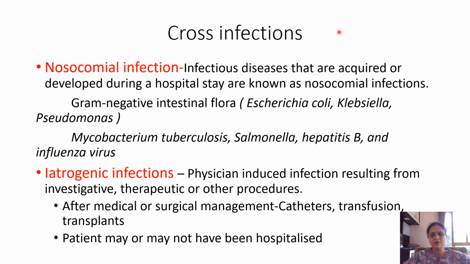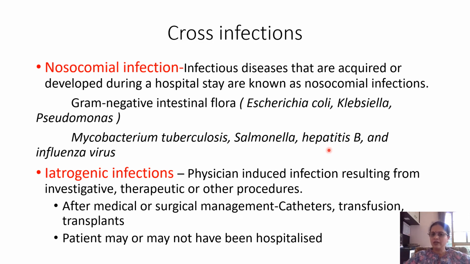Because of all this, if you get a new infection during the hospital stay, then such an infection is called nosocomial infection. So the usual type of nosocomial infection will involve the urinary tract, the respiratory tract, or the blood mainly. So the common organisms that cause nosocomial infections are these. Gram-negative intestinal flora like Escherichia coli, Klebsiella and Pseudomonas, and also Salmonella. And viruses like hepatitis B and influenza virus. Hepatitis B usually gets transmitted through blood or serum.